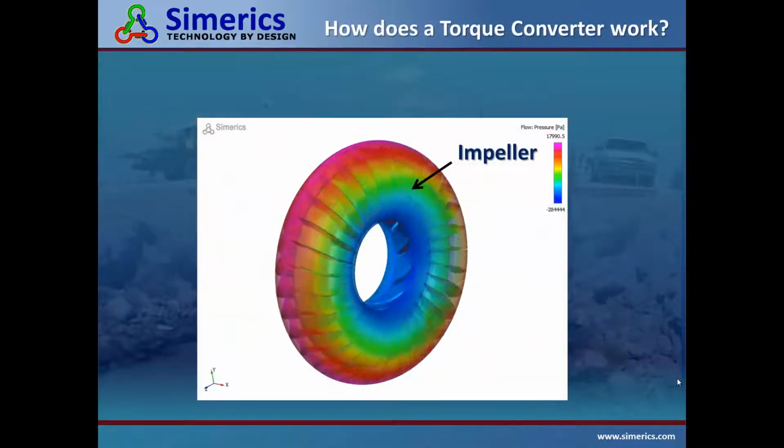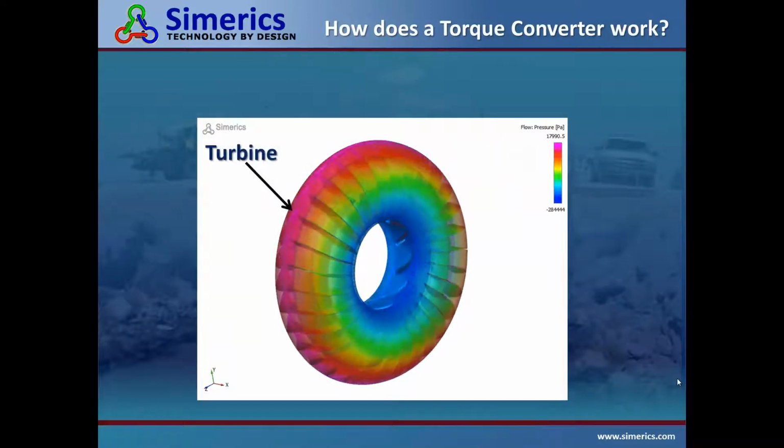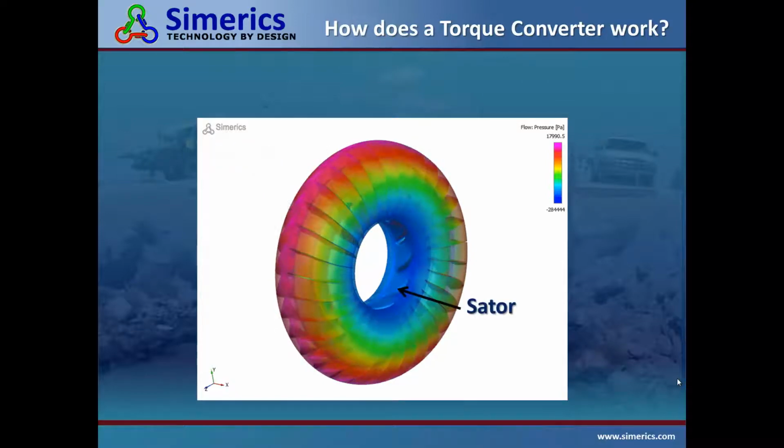So how does a torque converter work? Simply put, the engine drives the impeller, which pumps fluid through the turbine, causing it to rotate and transmit torque to the transmission. The fluid then flows through the stator back to the impeller.